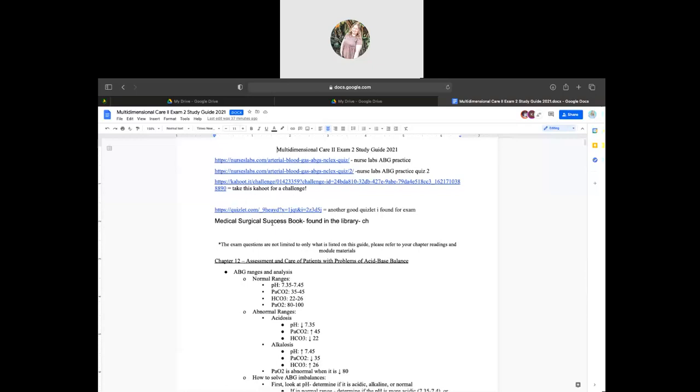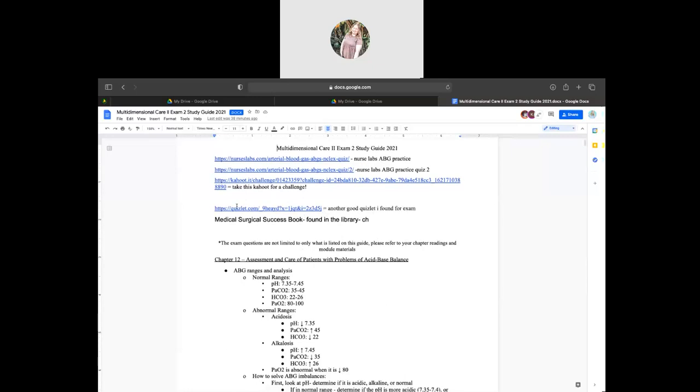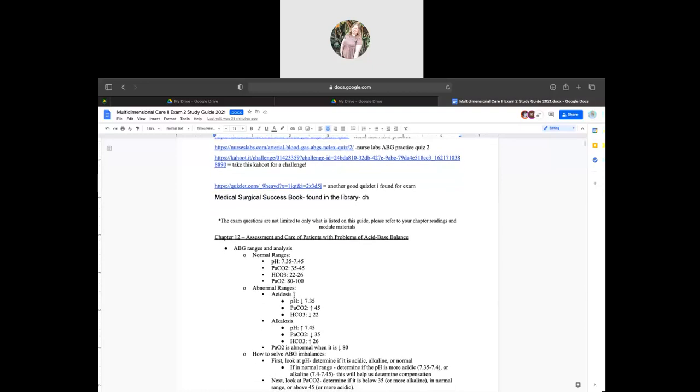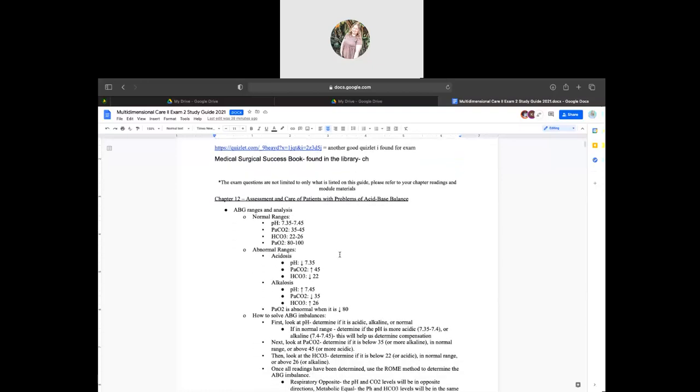And then your medical surgical success book, the chapters on ABGs and the GI stuff, you'll find some good practice questions, because all your exams from here forward are going to be NCLEX style questions. So definitely learn your material and make sure you practice it. You can find the medical surgical success book in the library. You can also look up the Saunders book, which also has some good questions for prep. But anyways, let's start the material.